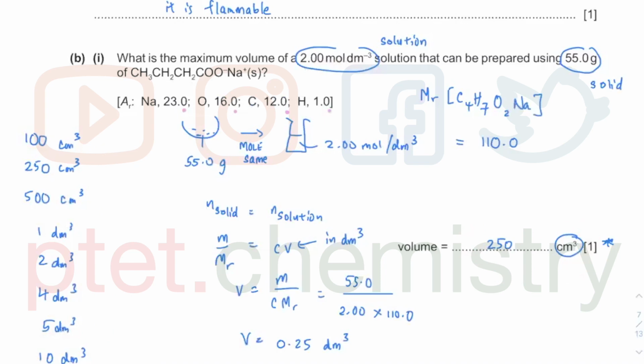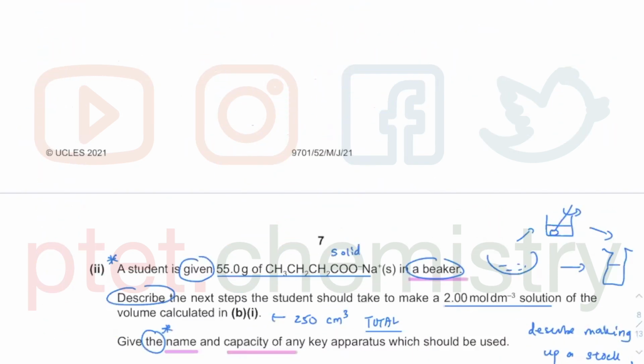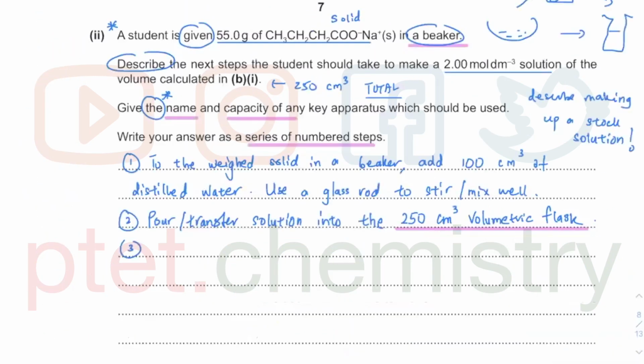So this question has a fixed concentration from a fixed mass of a solid. You're going to need this much volume of distilled water, and therefore I have to use a 250 cm3 volumetric flask, because they did say calculated in B part 1. The more Paper 5 you do, on making up a stock solution, you will familiarize yourself with other types of questions where you don't use exactly 250, but this is quite common in the lab. This is what you use in Paper 3 as well.